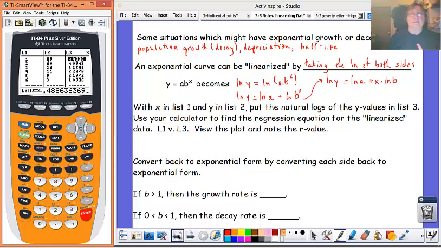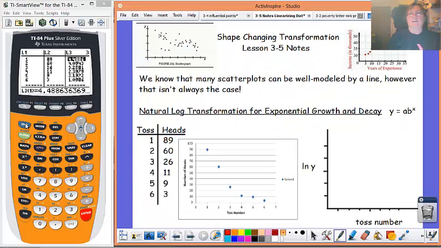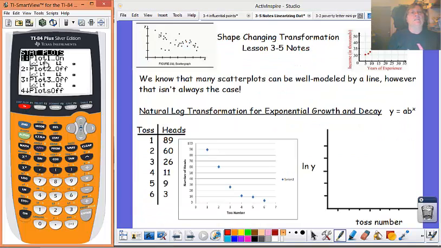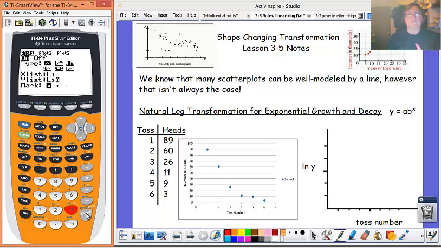So let's back up there and let's call up a scatter plot. Here are my plot 1 settings. I don't want to look at plot 2 though, so I need to change things a little bit. I want my plot to be 1 versus 3, my x values versus the natural log of y. And we're going to plot that.